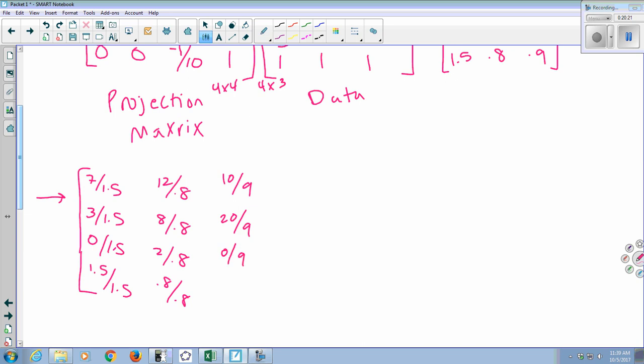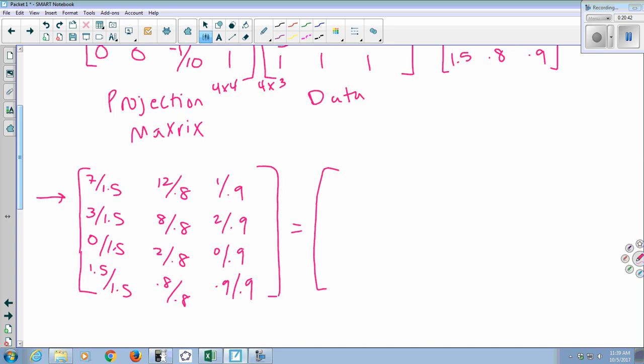Oops, sorry. It was 0.9. I was looking at the wrong matrix. 1 over 0.9, 2 over 0.9, 0 over 0.9, and 0.9 over 0.9. I was just writing down the simplified version of that column.